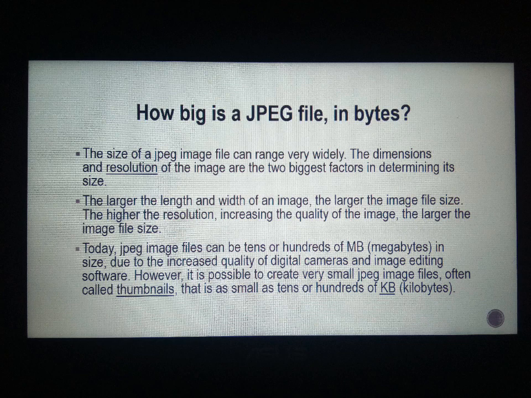Today, JPEG image files can be tens or hundreds of MB, which is megabytes, in size, due to the increased quality of digital cameras and image editing software. However, it is possible to create very small JPEG image files, often called thumbnails, that are as small as tens or hundreds of KB, or kilobytes.